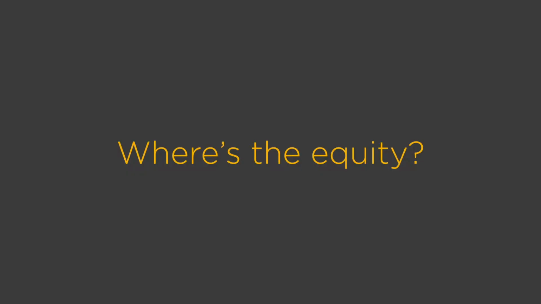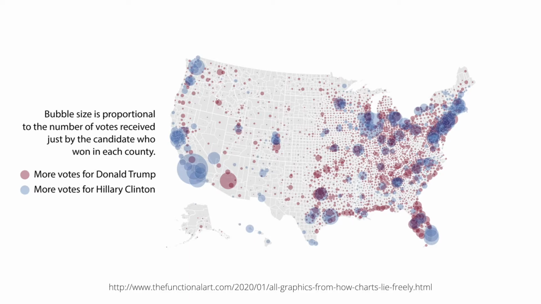So there's some background on visualization, and you may be wondering at this point what any of this has to do with equity. There are a number of ethical and equitable issues where visualization can help. To give a quick example, consider the 2016 US election. Here's a map where the sizes of the bubbles are proportional to the number of votes received by the candidate who won each county. Red is Donald Trump, and blue is Hillary Clinton. It's not obvious from this map who the victor would be.